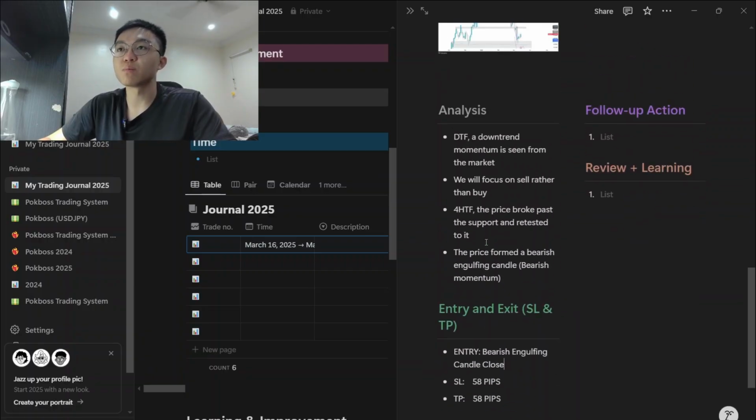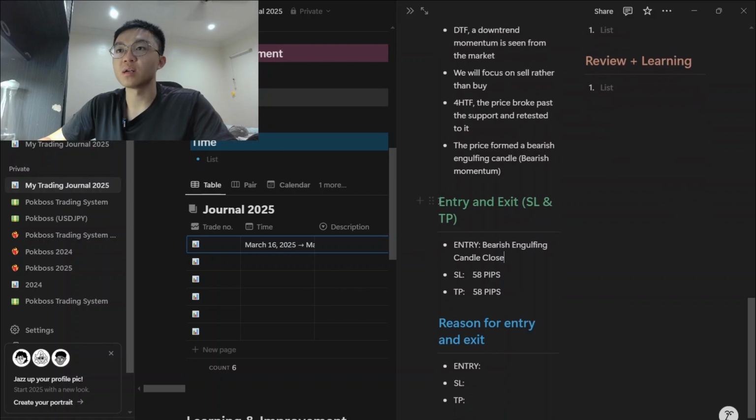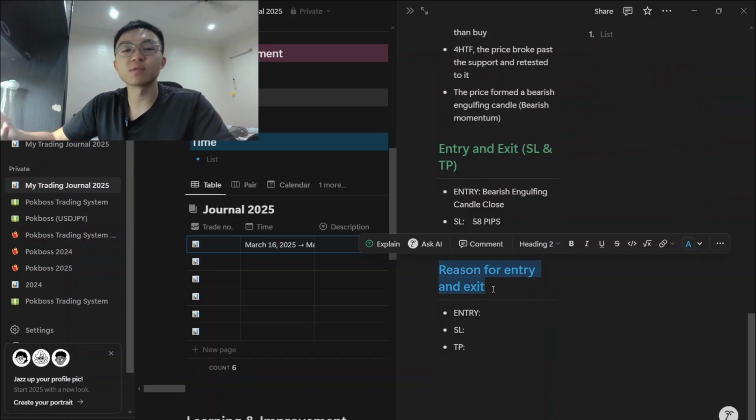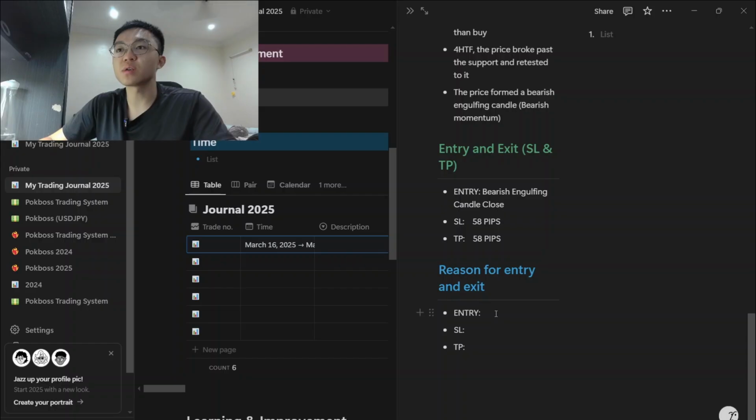Okay, so be careful, both of these are different things. Entry and exit, SL and TP over here is where you enter a trade and how you exit. And then here the reason is why you exit and why you have an entry over there. So it's a different thing. Okay, don't get confused. So the entry here, so why did you enter at the candle close? Because you probably see bearish momentum. Okay, a very simple explanation, it doesn't need to be so complicated.